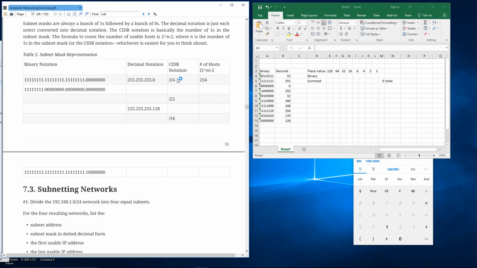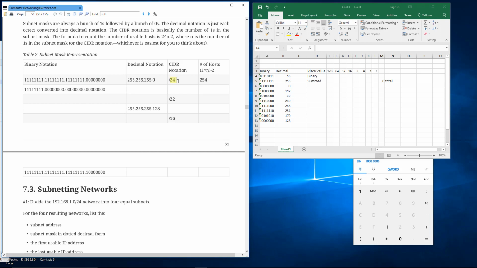The CIDR notation is basically how many ones we have from left to right in our subnet mask. An important thing to realize about subnet masks: they are always, 100% of the time, without fail, going to be a bunch of ones on the left, and then filled in with as many zeros as we need to get to the end of that fourth octet.